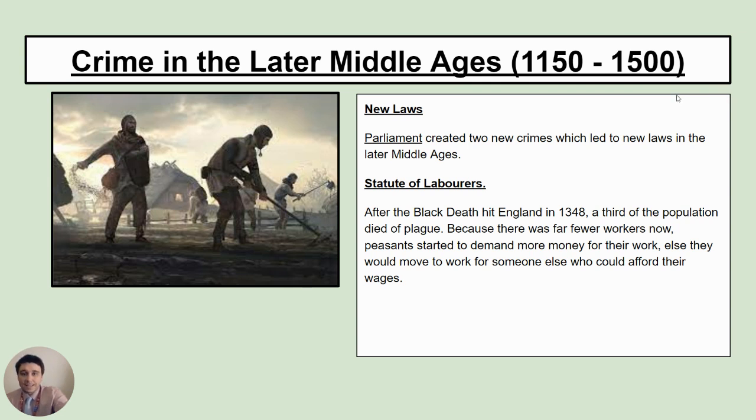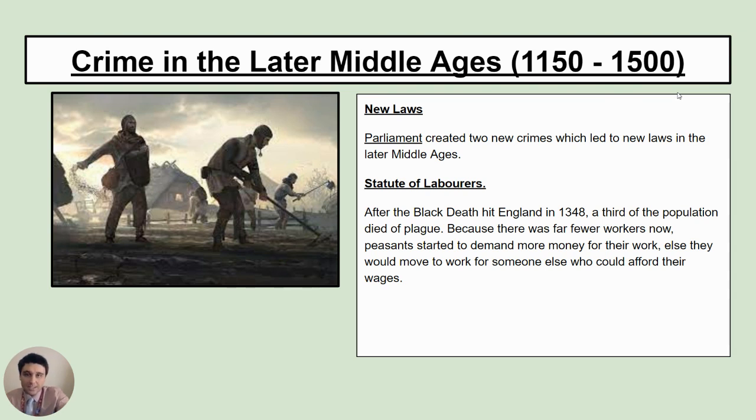Now, after the Black Death hit England in 1348, a third of the population died of the plague. Now, as a result, there were far fewer workers to do jobs like working the lands, sowing crops, harvesting for the rich people. And so the peasants started demanding more money for their work. They wanted more rights, they wanted more money. Else they would move to work for someone else who could afford their wages.